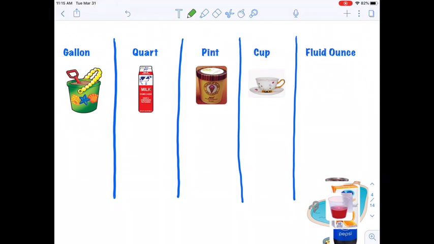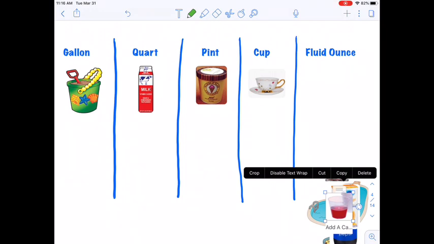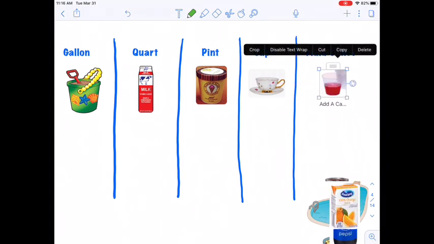And then if we're talking about a fluid ounce, remember that's different than an ounce that would weigh something in ounces. A fluid ounce is how much liquid it would take to fill something. So a medicine cup that you may have seen at home or at the doctor's office, or maybe if you've gone to see the nurse at school, a medicine cup would be measuring ounces. That's a very small measurement.